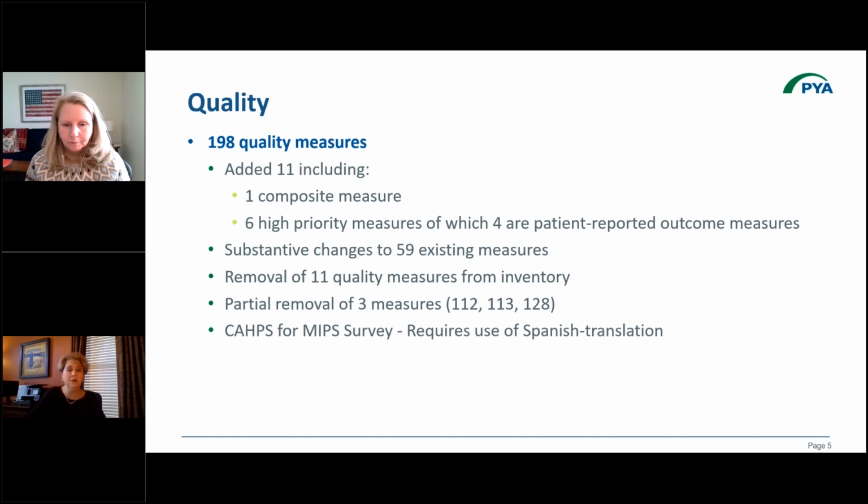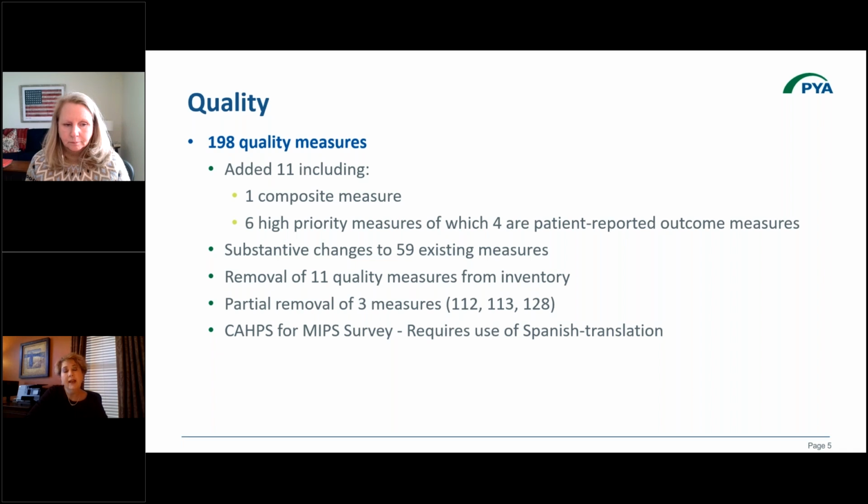So even if you have historically reported on certain measures, it will be important to go back and pull down the information on each of those measures to understand if any of those changes impact yours. They've also removed 11 quality measures and partially removed 3. We're going to dig into that a little bit further.